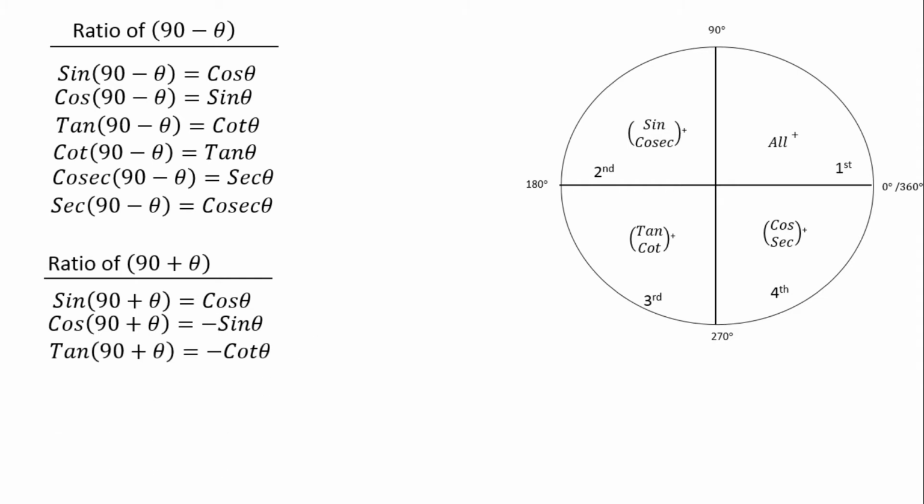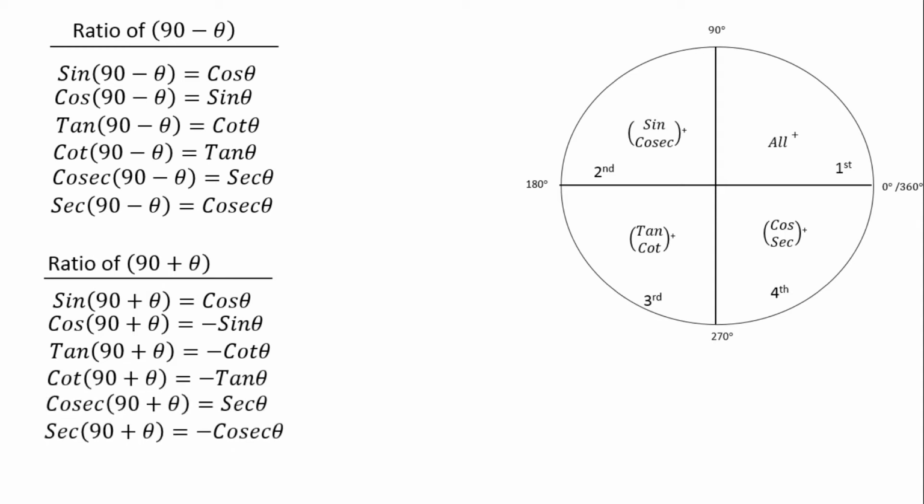Similarly tan of 90 plus theta: tan with 90 changes into cot, and the sign is negative. Similarly cot changes into minus tan, and sec changes into cosec; in the second quadrant cosec will be positive and sec will be negative. In 90 the ratio has changed.